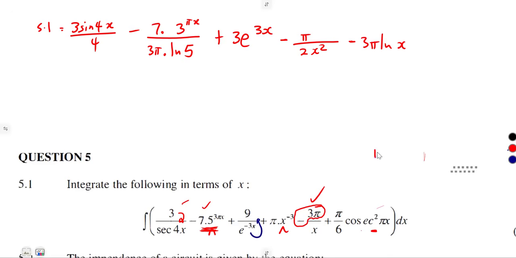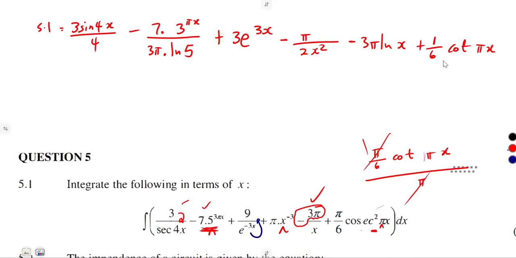So it was supposed to be pi over 6 cot of what? Pi x over the coefficient of x, which is pi. Always divide by the coefficient when you're dealing with integration. So this and this is going to cancel and gives us 1 over 6, the cot of pi x. Just like that. We are done with everything.